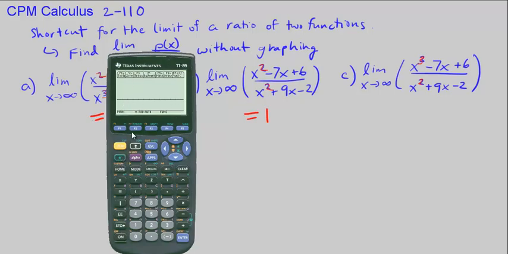So let me go ahead and let's just change it to zoom standard and see what it looks like now. Okay, so it looks like my y value is increasing here, right? As I go to the right, the y value is going up. So it's increasing, then as x goes to infinity to the right, my y value is going up, up, up. So I'm going to say that limit is equal to infinity.